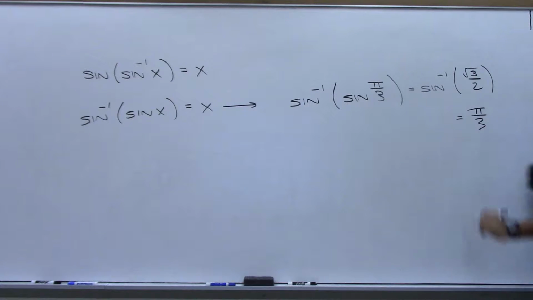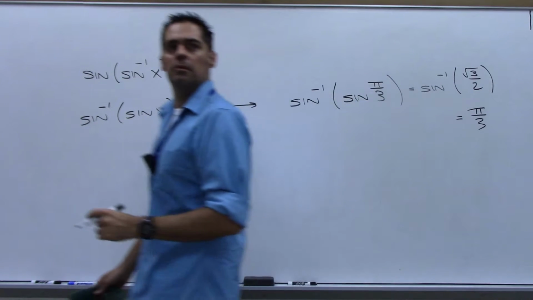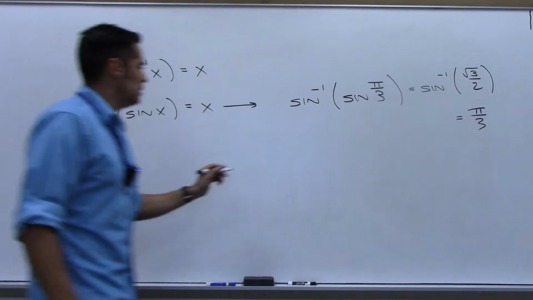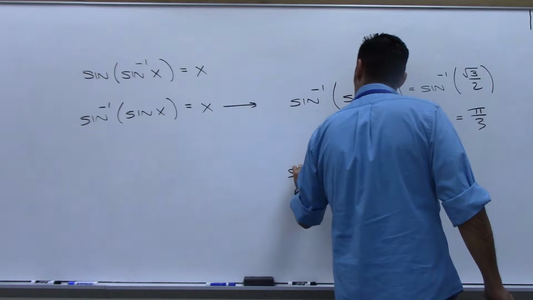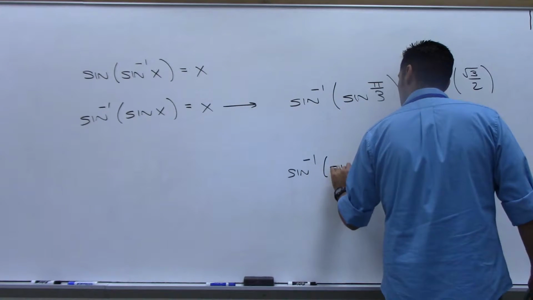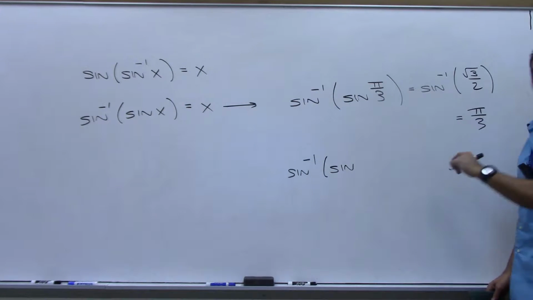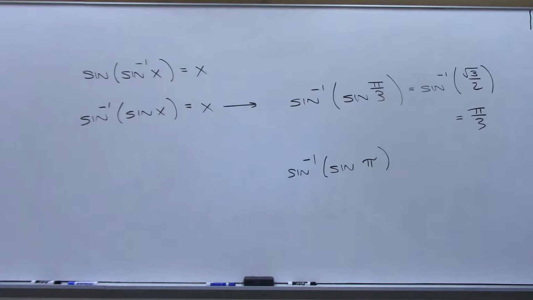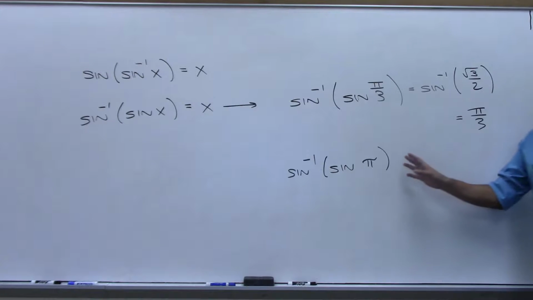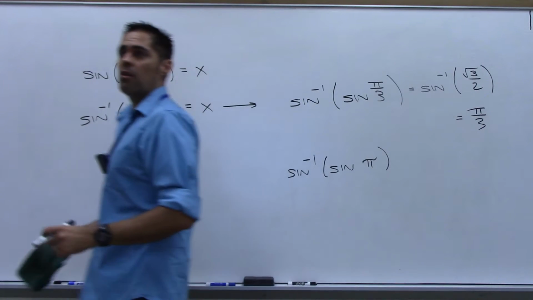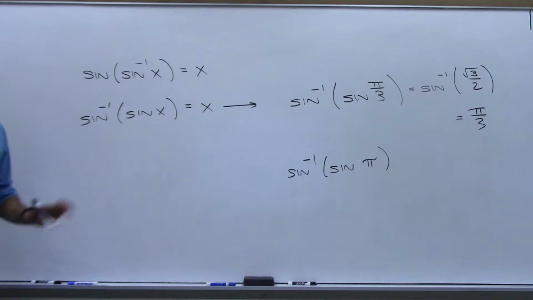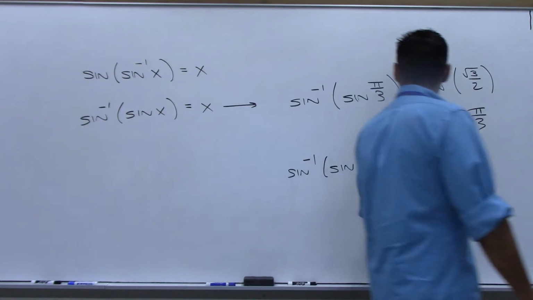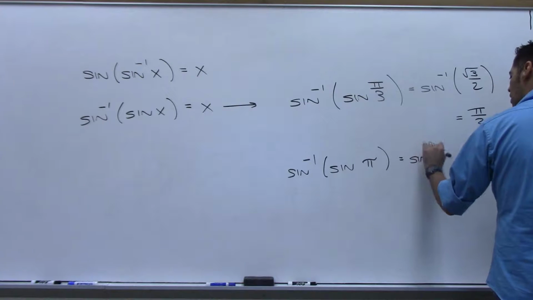Can someone give me an example of one that would not work this way? Sine inverse sine of pi? Is that what I heard? Pi? Is that just pi? Well, if you don't pay attention to it, yes, you'll think that's what it is, and it's incorrect. Because what is sine of pi? 0. So you're really saying, what's arc sine of 0?